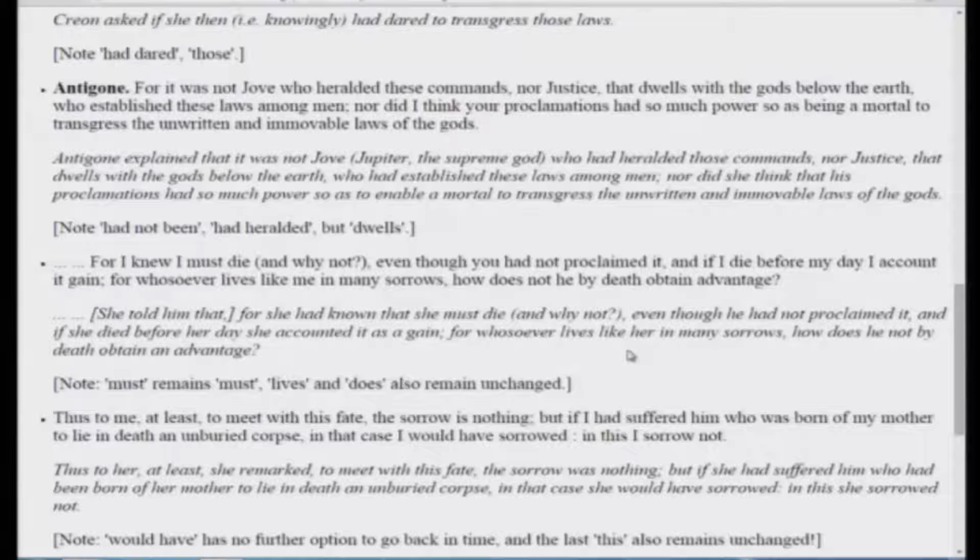She told him that... you can put this, or sometimes you can even get rid of that, because in a long narrative you might continue the narrative in indirect speech also, expecting the reader to appreciate that the speech is continuing. For she had known that she must die, and why not? Must remains the same, must. There is no mustard. Even though he had not proclaimed it, past perfect. And if she died before her day, die has become died, she accounted it as a gain, same thing. Now onwards present remains present, because this is something which can be said perhaps even today.